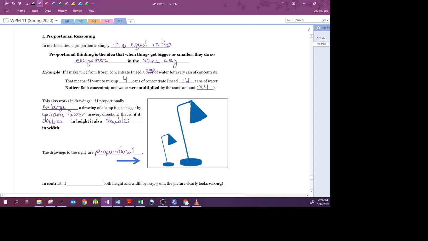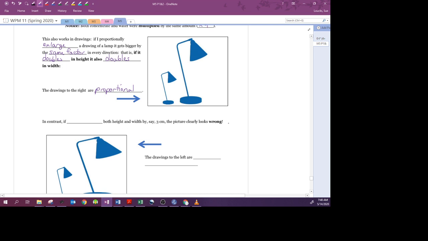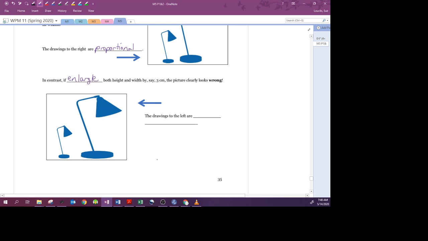In contrast, if I enlarge both height and width by, say, 3 centimeters, so I'm enlarging them by the same measurement, the picture is clearly wrong. They don't look like the same lamp anymore. The drawings to the left here are not proportional.